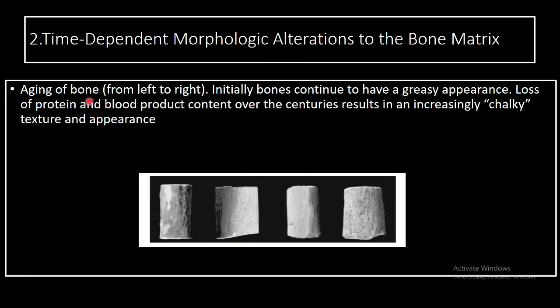Now, the second method is the time-dependent morphologic alterations to the bone matrix. In the aging of bone, from this diagram from left to right, initially the bones continue to have a greasy appearance. Then loss of protein and blood products contained over the centuries results in an increasingly chalky texture and appearance, as you can see here.